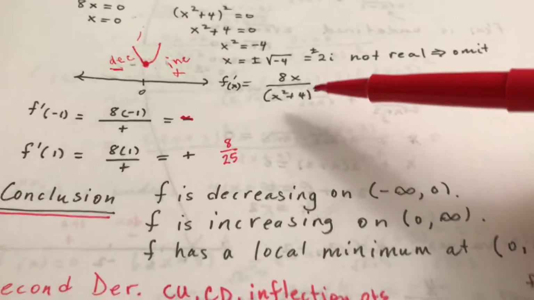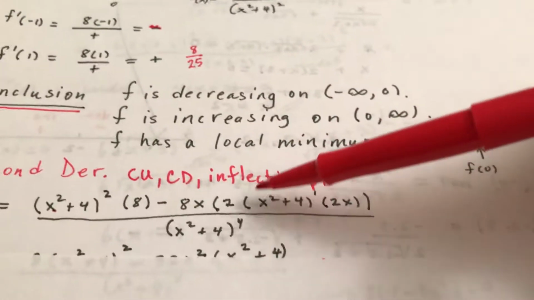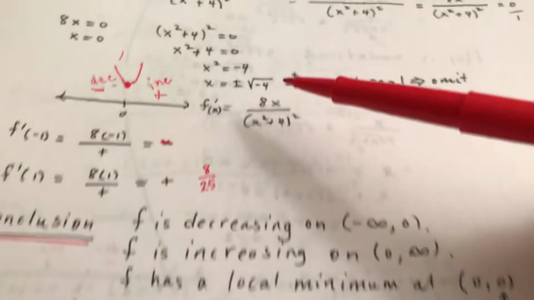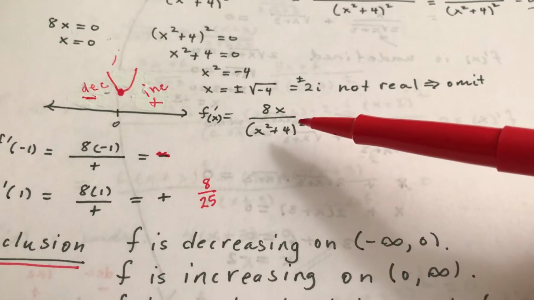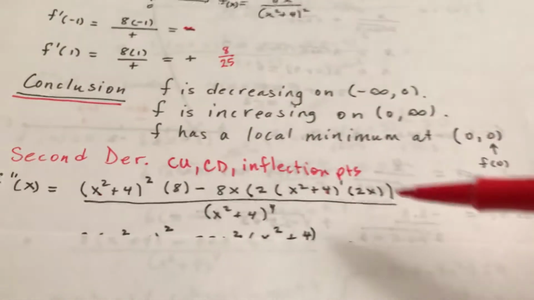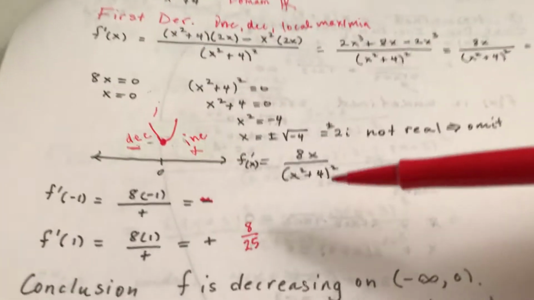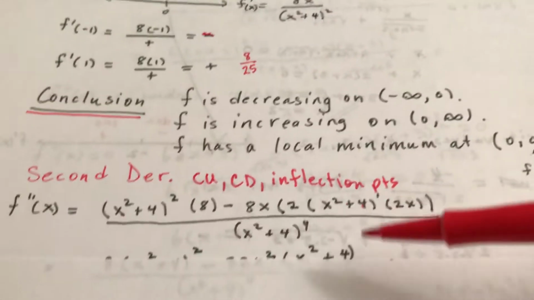Now the bottom is chain rule. I'll bring the 2 in front, and this is x squared plus 4 to the 1 power. So that comes down in front. Derivative of the outside times the derivative of the inside is 2x. All right, all over the denominator squared. So if I square the square, I get a 4th power here.